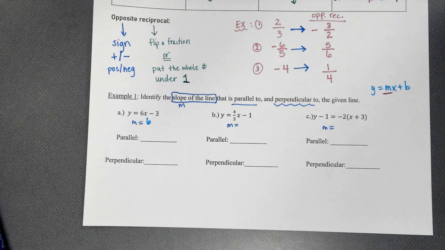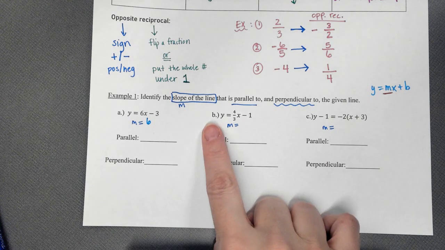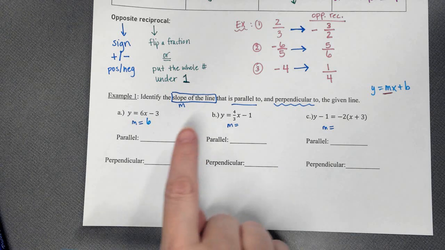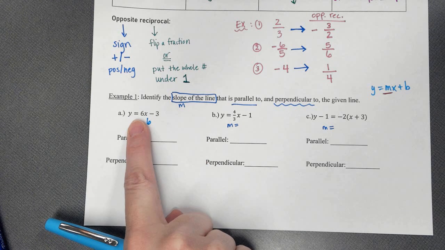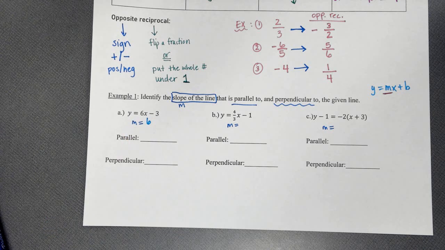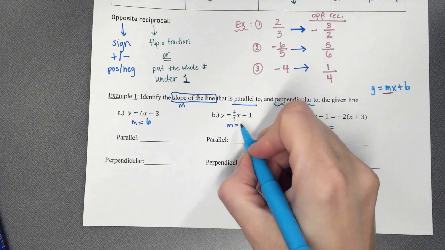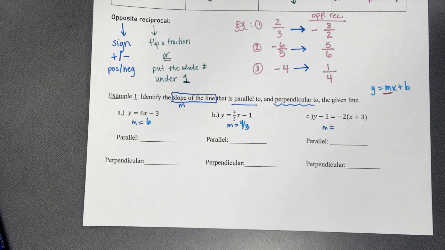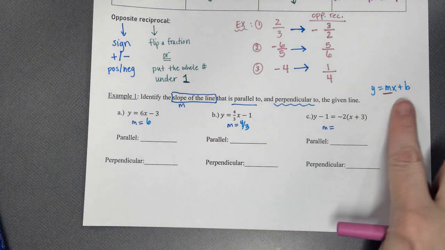And then, Keith, for B, what's your M value? So this one, see how your M was 6? You don't have to pick out your slope, right? Your M is always in front of what? Yeah, 4 over 3. Yep, so your M value is always in front of your x, if it's in this form.